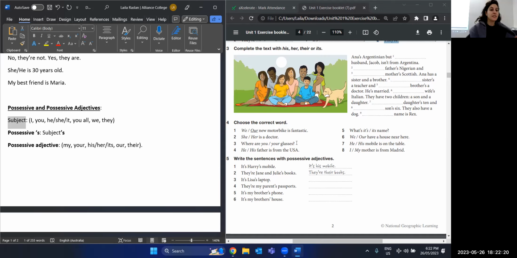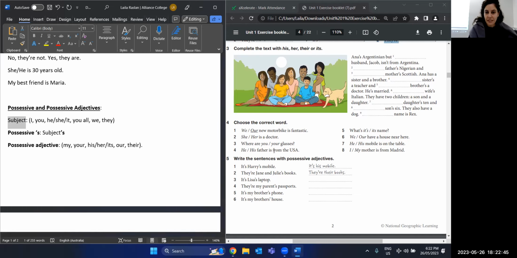Yeah. So we can see the difference between the subject and the possessive adjective. I'm talking about an object that you own, that I own, you own, he owns, she owns, it owns, we own, or that they own. Not directly about the subject, but about something that the subject owns.